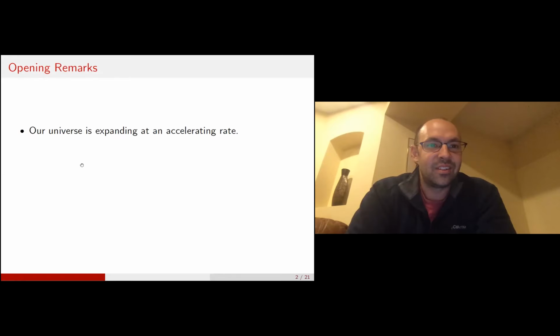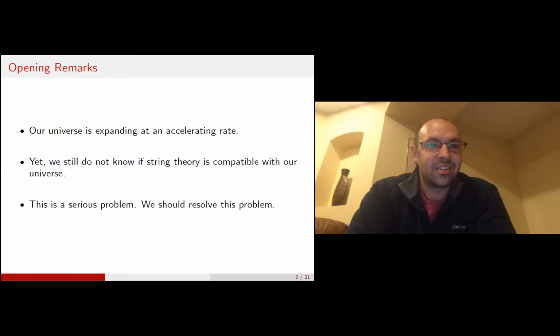We all know that our universe is expanding at an accelerating rate. But for some reason, we still do not know if string theory is compatible with our universe. We all know that this is a big, serious problem, and we should fix it once and for all. In order to approach this problem, I'm going to mostly talk about de Sitter solutions in string theory, but note that there could be some alternatives, like quintessence. Okay, now I want to ask, where is de Sitter hiding in string theory?